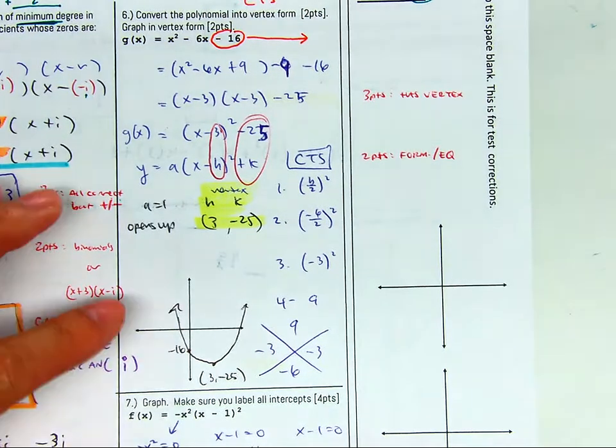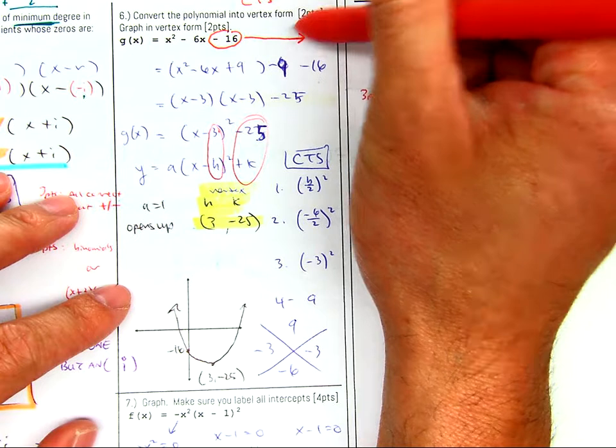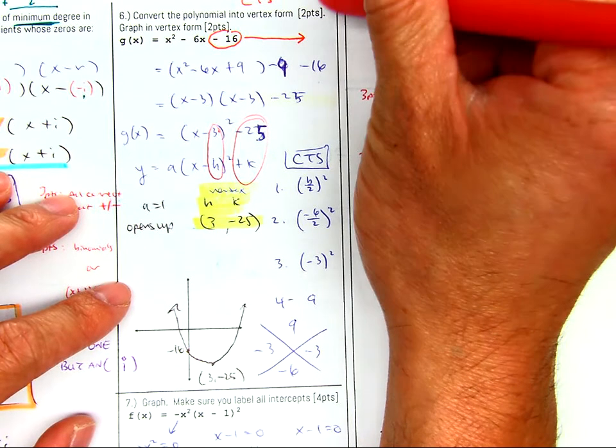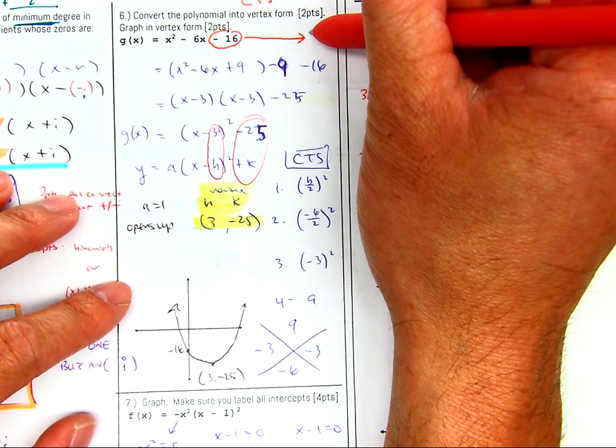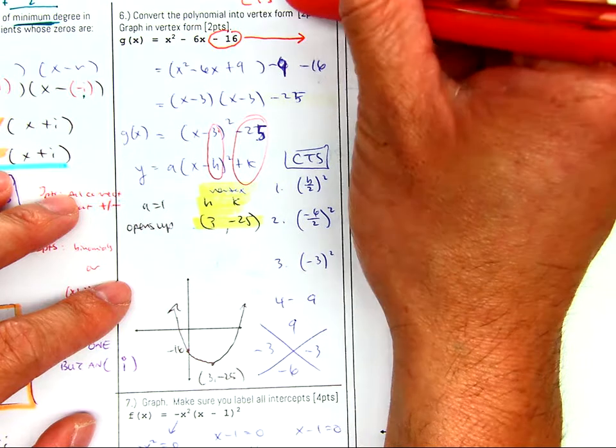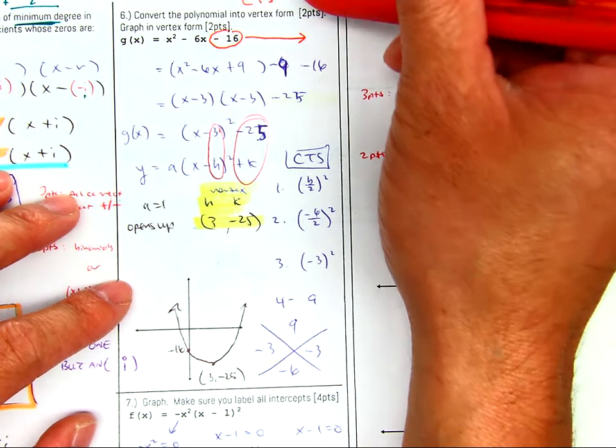For those who decided to add 16 and put it to the other side of the equal sign, your mistake is you're trying to solve it by completing the square. You're not solving by completing the square here, you're just applying completing the square.